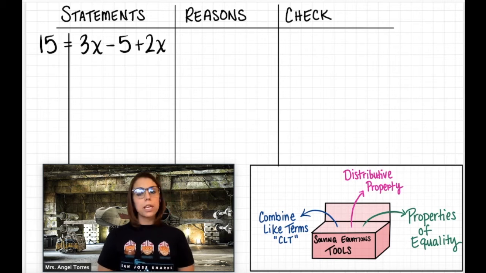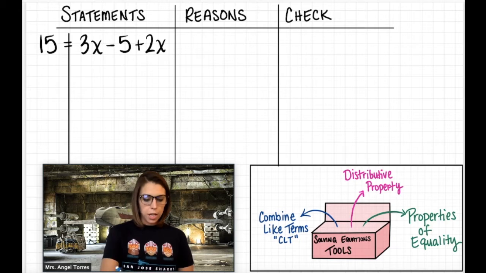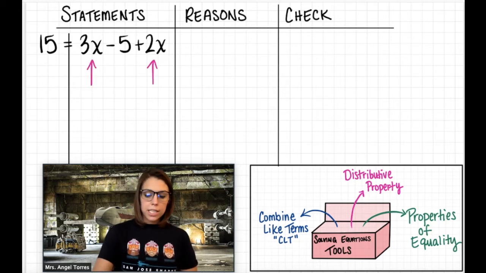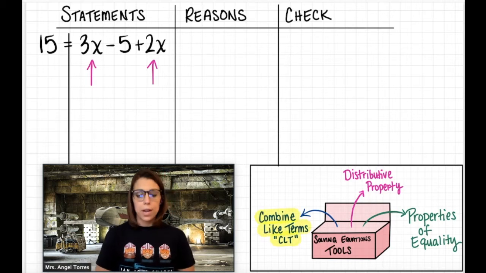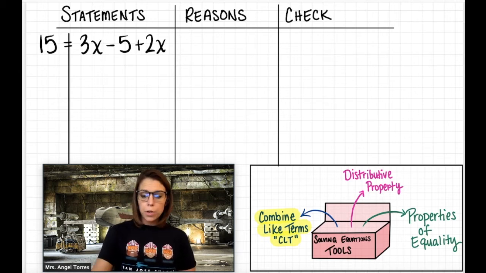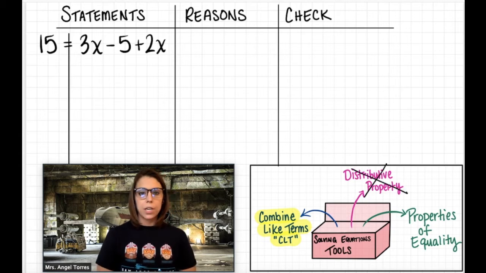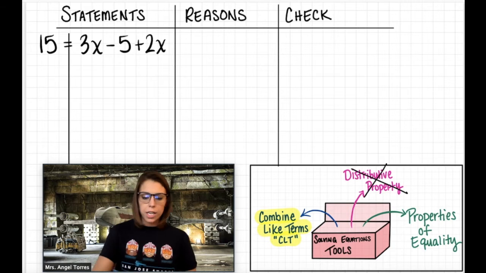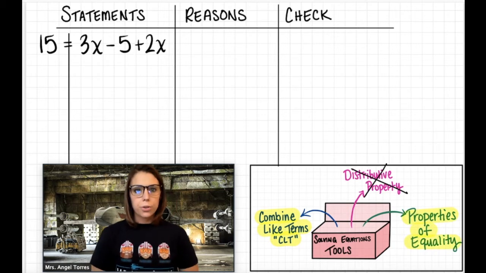Now I'm going to look at my toolbox and figure out which tools I'm going to use. Let's start with combining like terms. Do I see like terms on the same side of the equation? On the right side, I do see a 3x and a 2x, so yes, I will be using the combining like terms tool. What about the distributive property? Do you see any parentheses here? I don't, which means we will not be using the distributive property. And I definitely see some terms with multiplication and addition, so we'll have to use our properties of equality to create some big ones and zero terms.